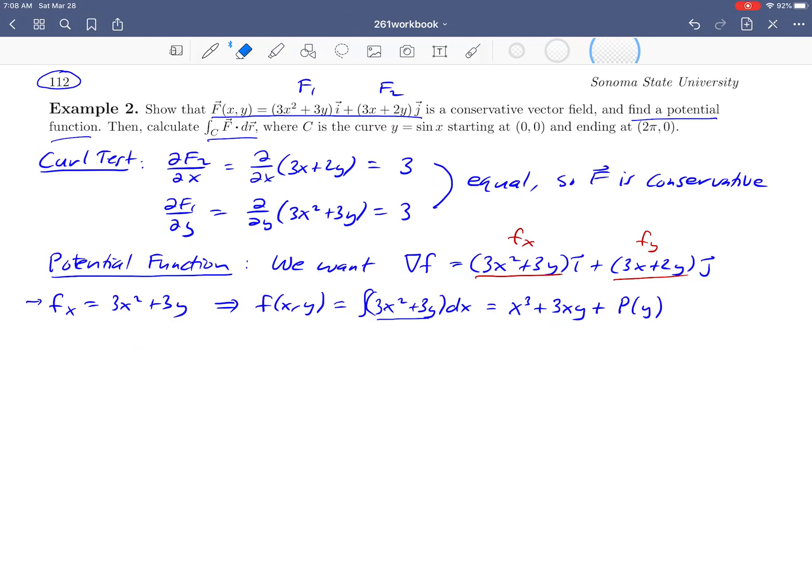Okay, so that kind of completes our calculation on the first line. And now we'll move on to the second line. I'm going to just give us a little bit more space here. So I'm going to move the Fy down a little bit.